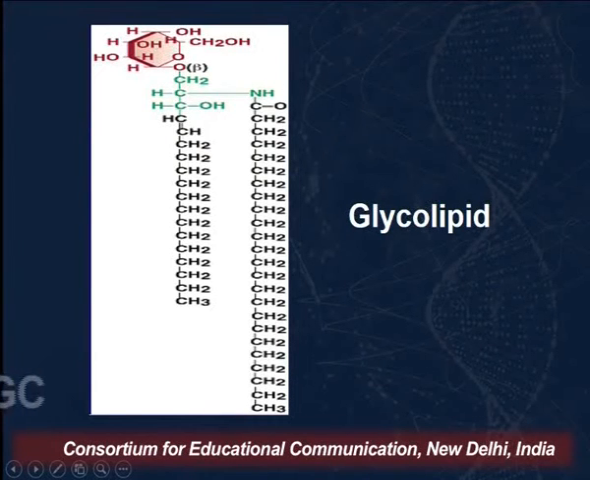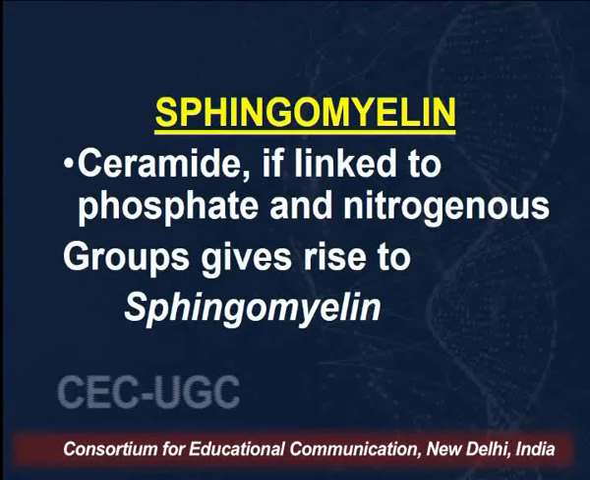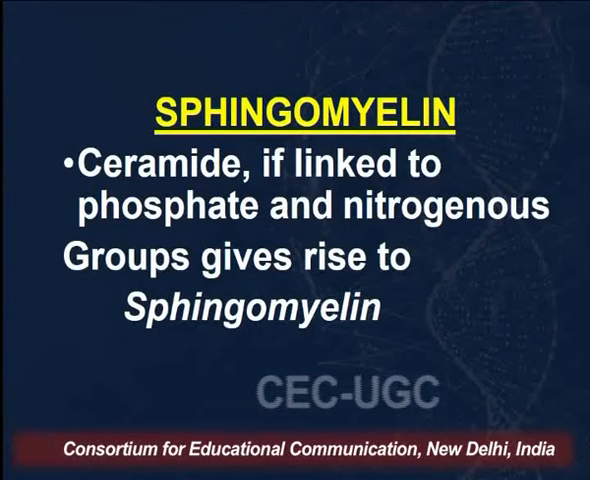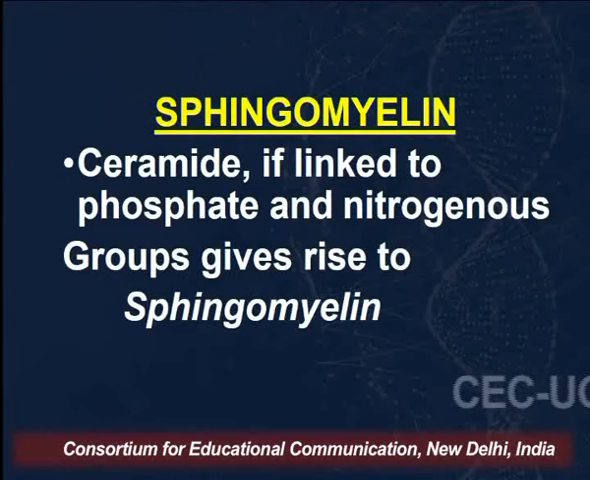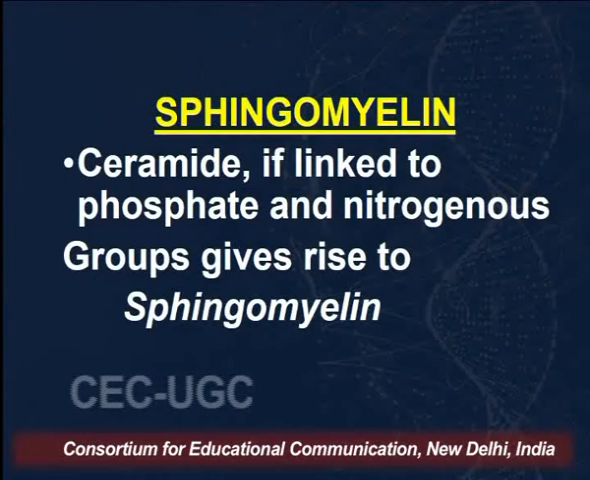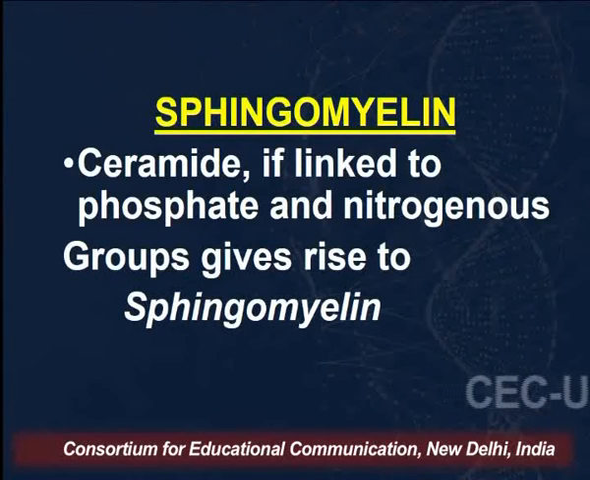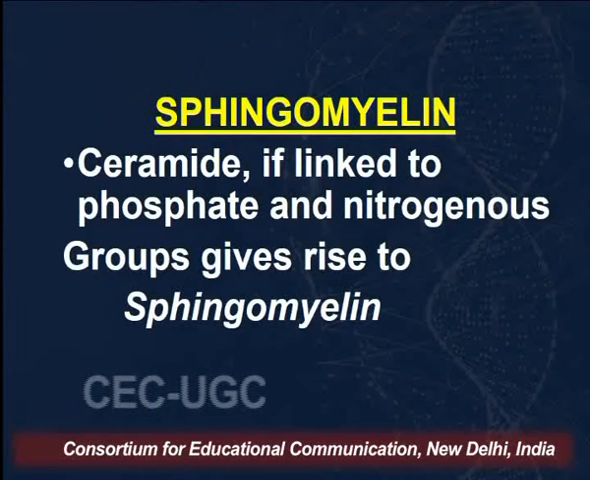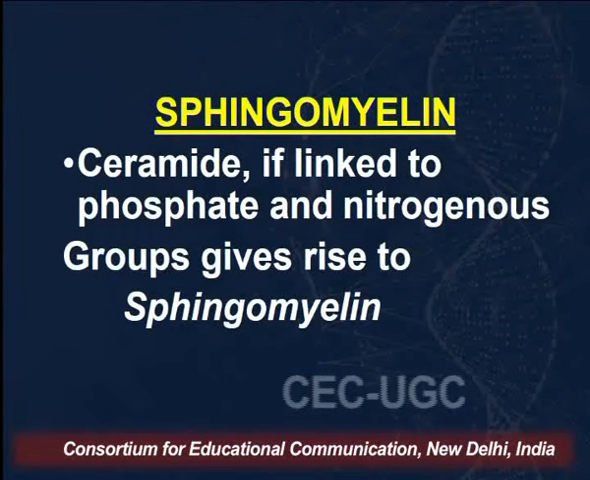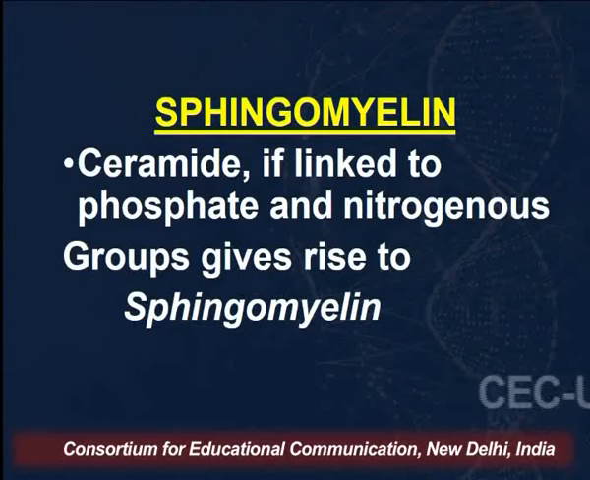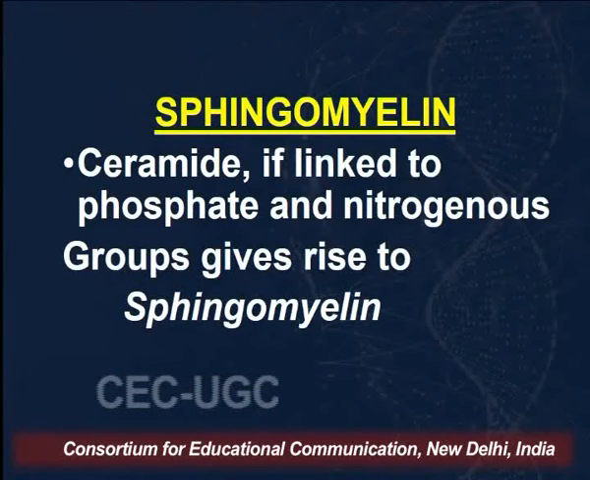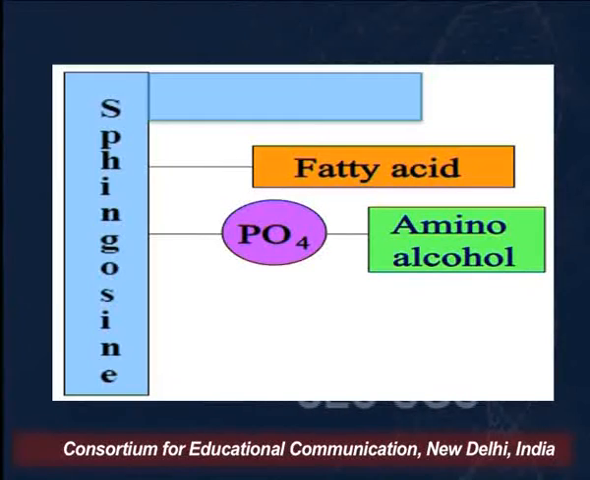So depending upon the structure of the R group, we will either get a sphingophospholipid or we will get a sphingoglycolipid. If there is a phosphoester bond, we will get a sphingophospholipid, and if there is a bond between the ceramide and a carbohydrate unit, then we will get a glycolipid. Now let us see what sphingomyelin is. When a ceramide is linked to a phosphate and a nitrogenous group, it will give rise to sphingomyelin.